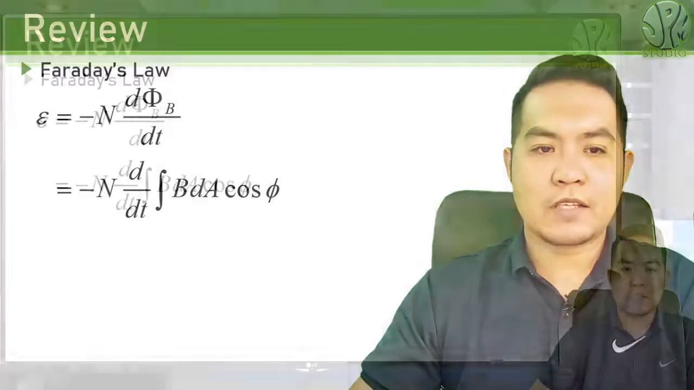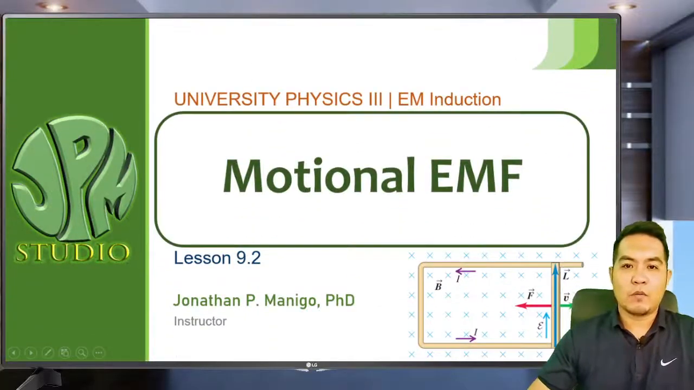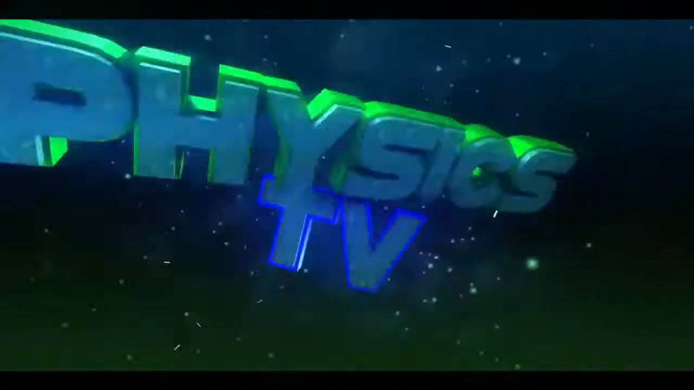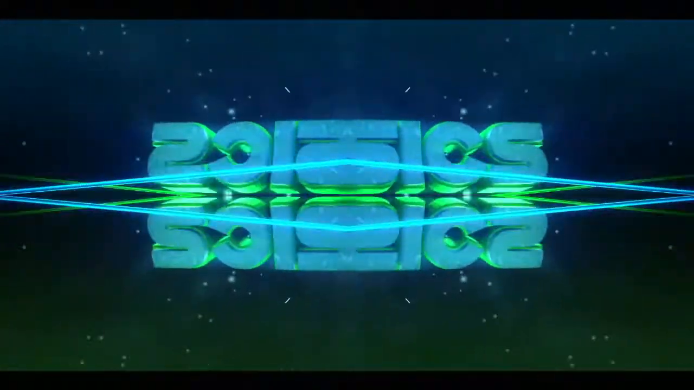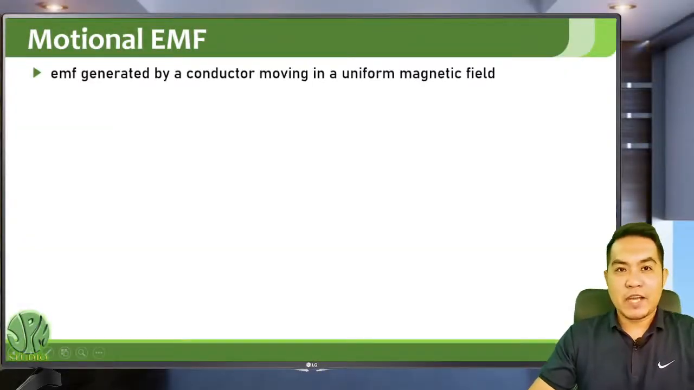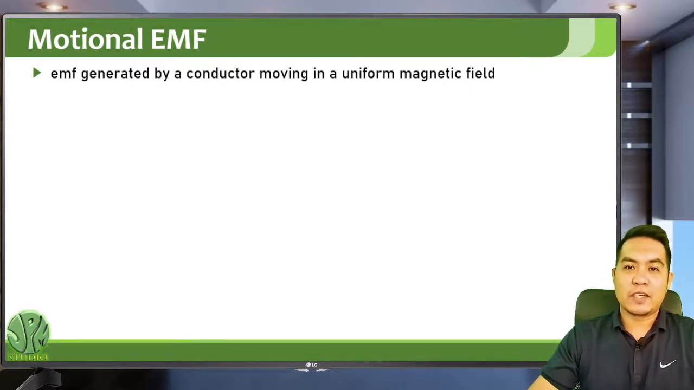So for this lesson, we will be talking about motional EMF. We have actually discussed this in the last example on the lesson on Faraday's law, so we'll just dig deeper and explain more clearly the physics behind motional EMF. Motional EMF is the EMF generated by a conductor moving in a uniform magnetic field.